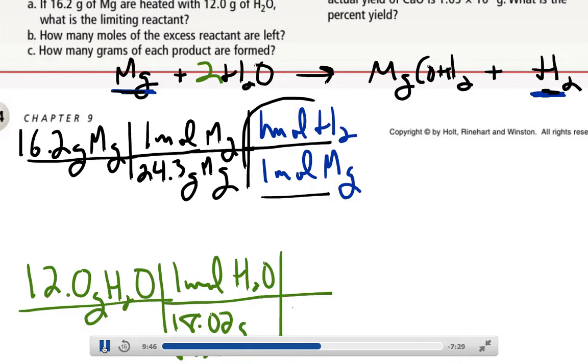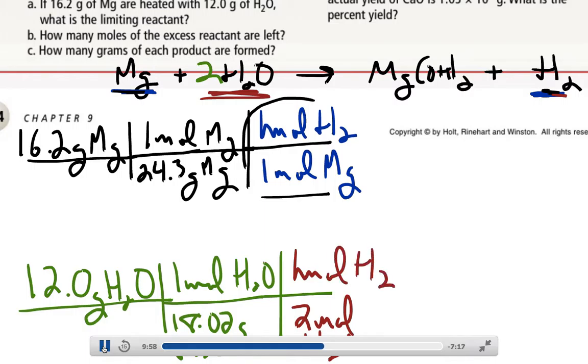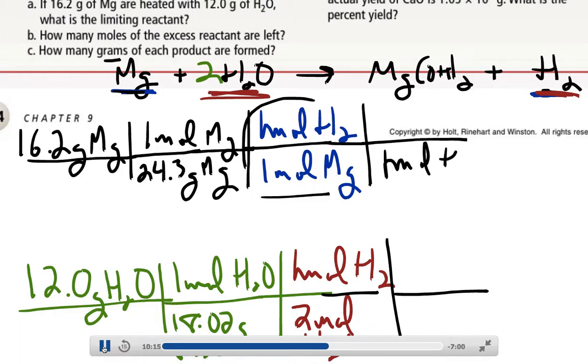So I have that. I'm going to do the same thing for the water now. Water to hydrogen. So it says 2 moles of water, and again, this is the balanced ratio, is 1 mole of hydrogen. Okay, so we've done that. We have them both into our molar amounts of hydrogen. I want to go one step further to have a mass. Now, I could stop there and compare the mole amounts. My problem's going to ask for grams of each product later anyway, so I might as well just solve them both for grams. So 1 mole of H2 is 2.02 grams.